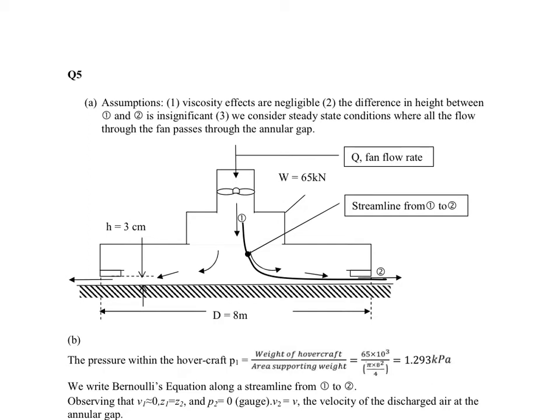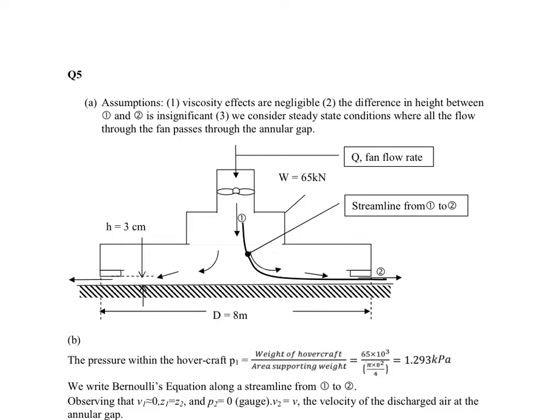You're supposed to state all the assumptions before you perform your calculations in parts B and C. So the assumptions are the ones you would usually use when you apply Bernoulli's equation. In this case, the three significant assumptions are: viscosity effects are negligible, the difference in height between 1 and 2 is insignificant, so that we can neglect the gravitational potential difference between point 1 and point 2. Finally, we consider steady state conditions where the flow through the fan passes through the annular gap.